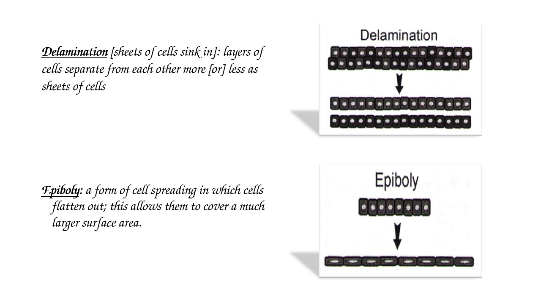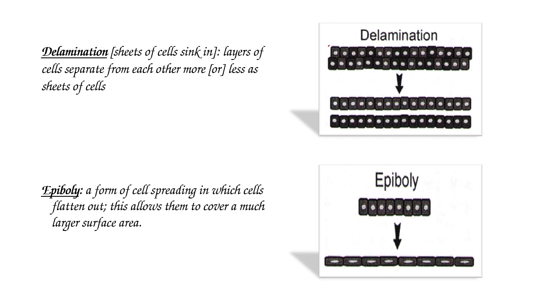The next morphogenetic movement is delamination. The sheets of cells sink in. So a layer of cells separates from each other more or less as sheets of cells. We know lamination, meaning we generally laminate our certificates and so on. So delamination is separation from that lamination. Suppose delamination of the certificate, that means we need to remove the lamination on that certificate.